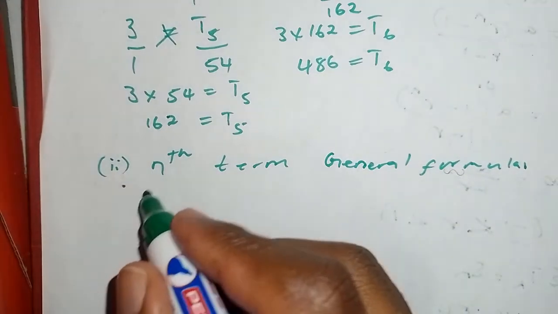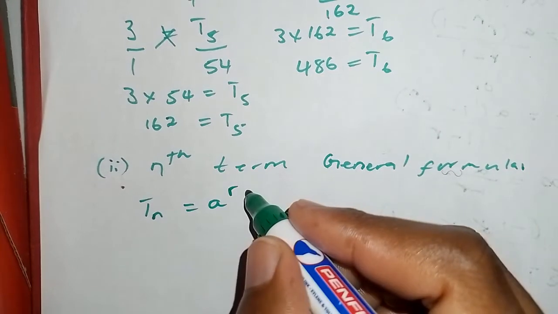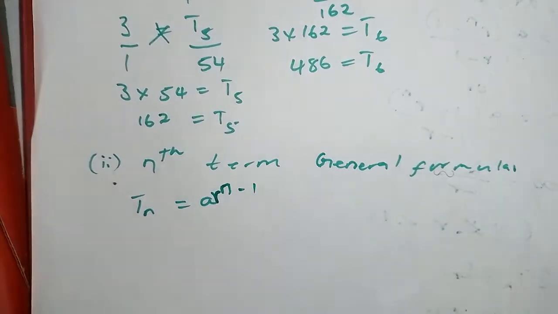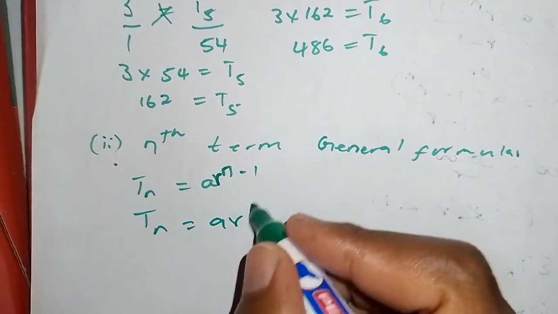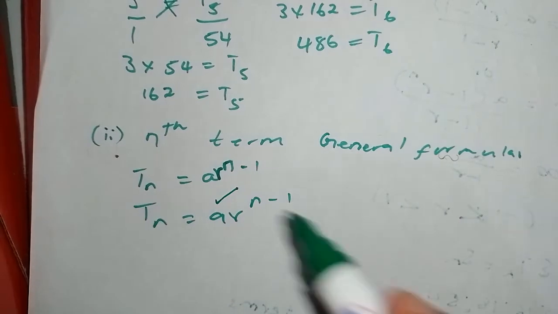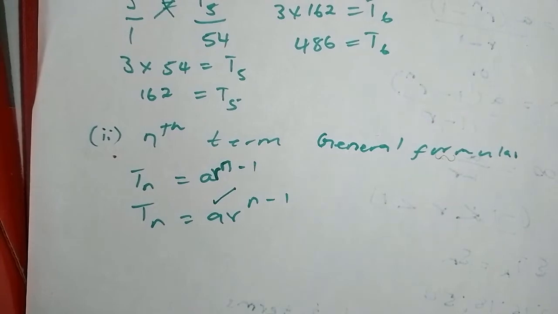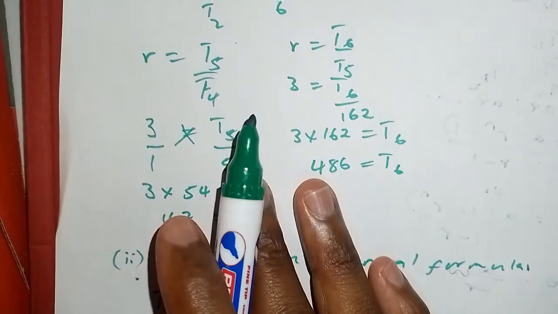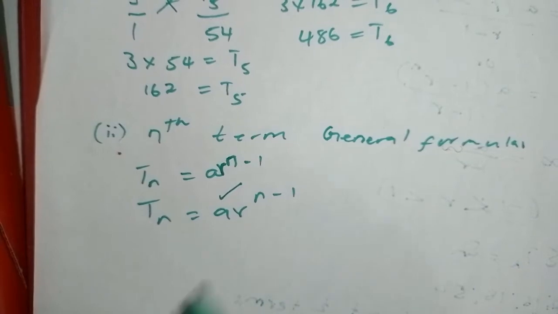I know my general formula for this one. It's Tn equals ar to the power n minus 1. Actually, let me just write it so that you see it. It's Tn equals ar^(n-1). There's my formula. But I need to know this for me to write my formula. I need to know the value of a. I already have the value of r, which I calculated at the top there. Now I need to know the value of a. How can I calculate the value of a?